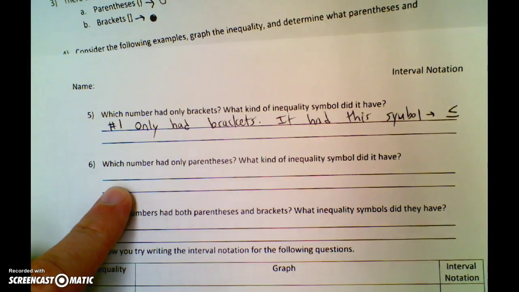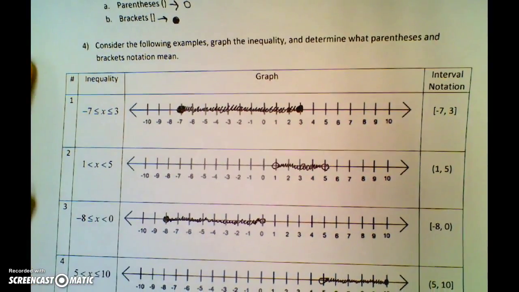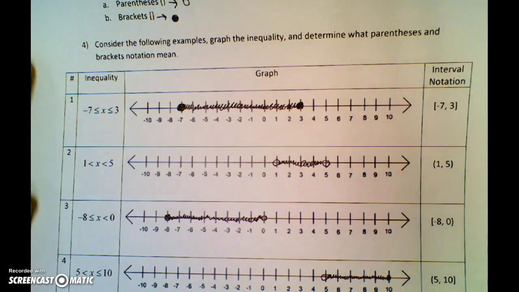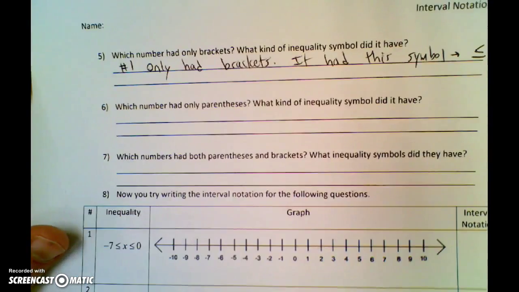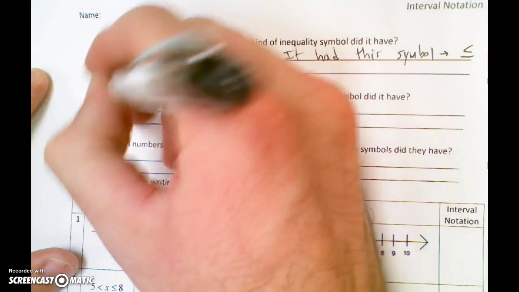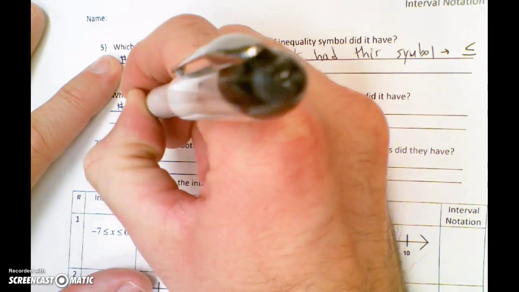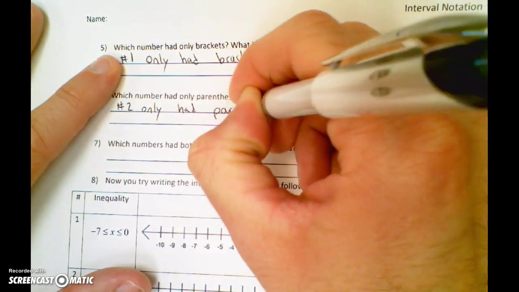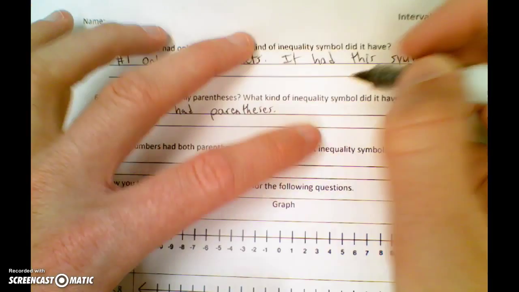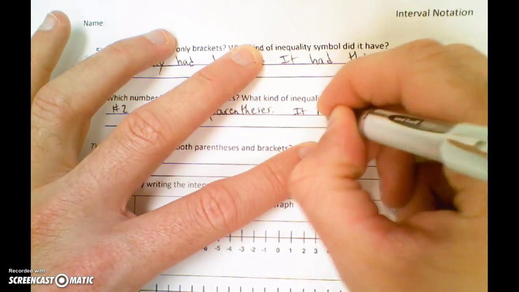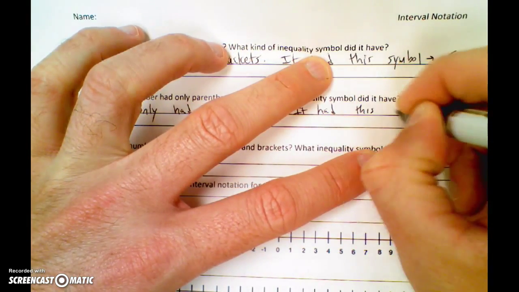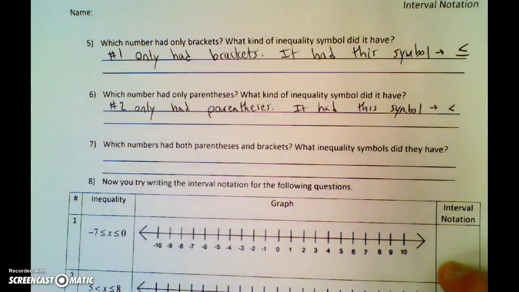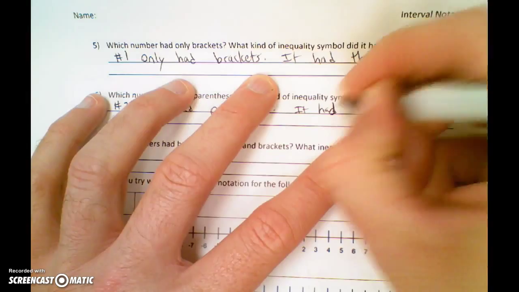Which number had only parentheses? So the only parentheses that I saw for the whole problem was number 2. This is the only problem that gave me 2 sets of parentheses. So this would be number 2 had parentheses. And it had this symbol, just the less than.